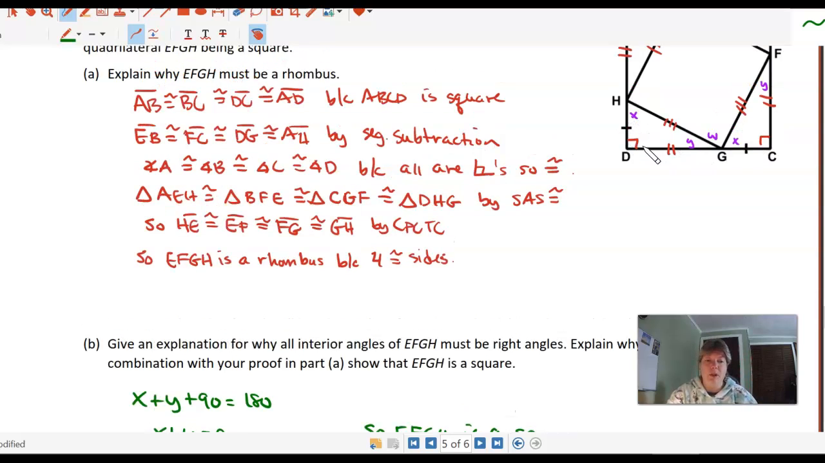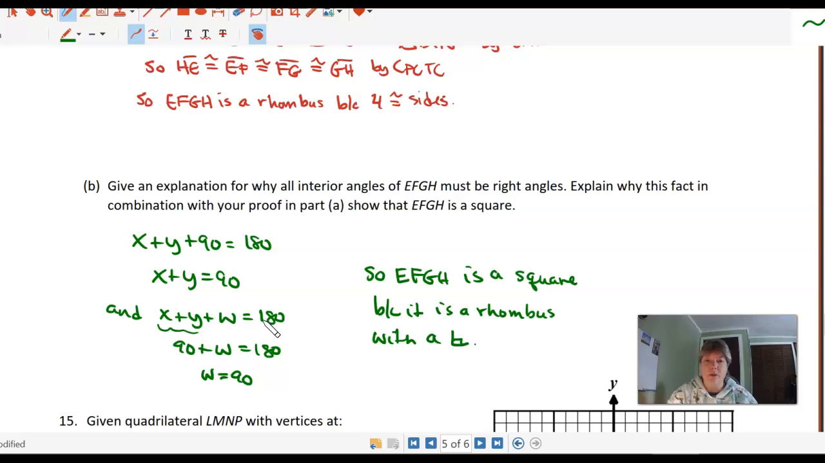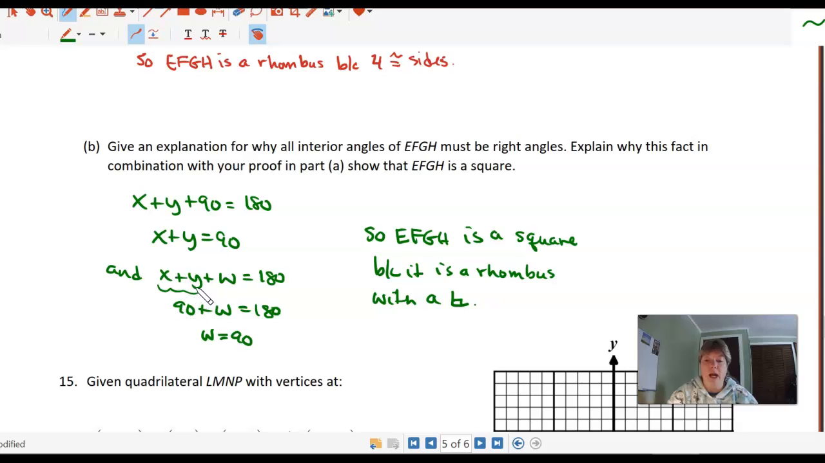So I know that x plus y plus 90 has to equal 180 from the angle sum of a triangle. So that's this first equation down here. And that's going to allow me to figure out that x plus y have to be 90. Now I can't figure out what either x or y are, but I don't actually need that. Because what I need right here is, I know that y plus x plus w is that straight angle right there, so that equals 180. So I know that x plus y plus w is 180. Well, I just figured out that x plus y is 90, so I can substitute 90 for this x plus y. And that gets me that w has to be 90 degrees. And that makes EFGH a square because a rhombus with a right angle is a square.